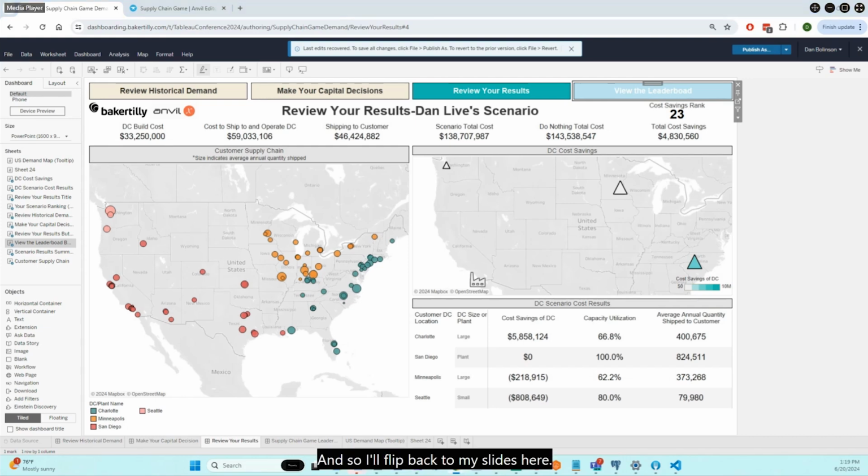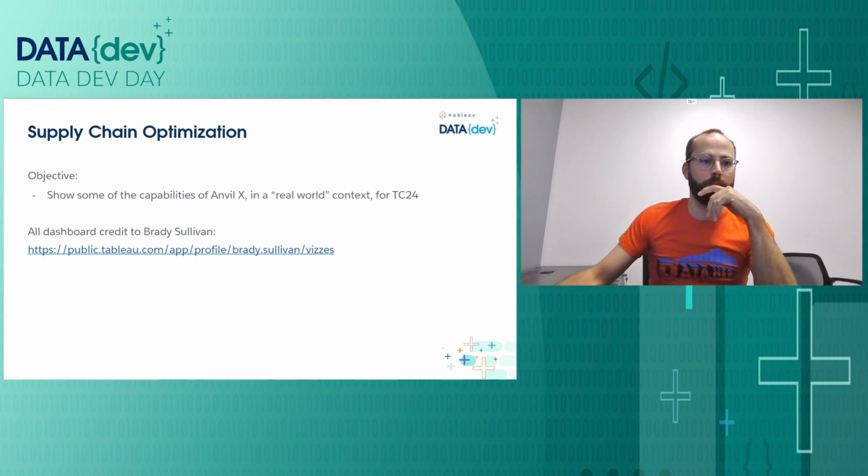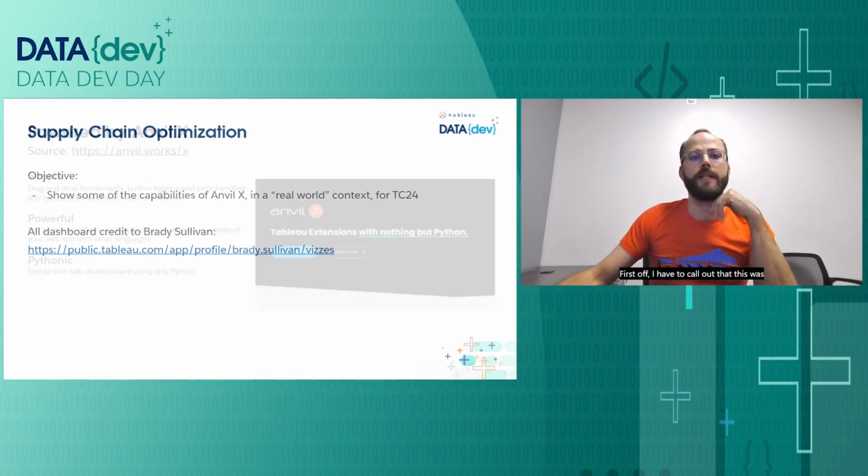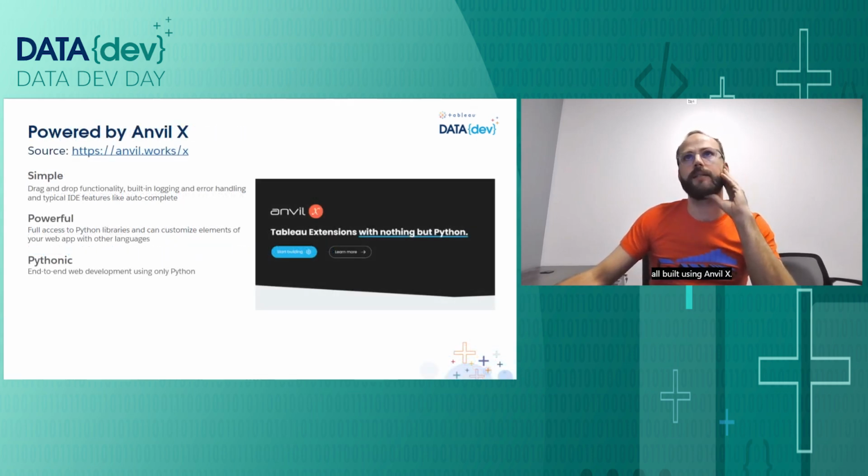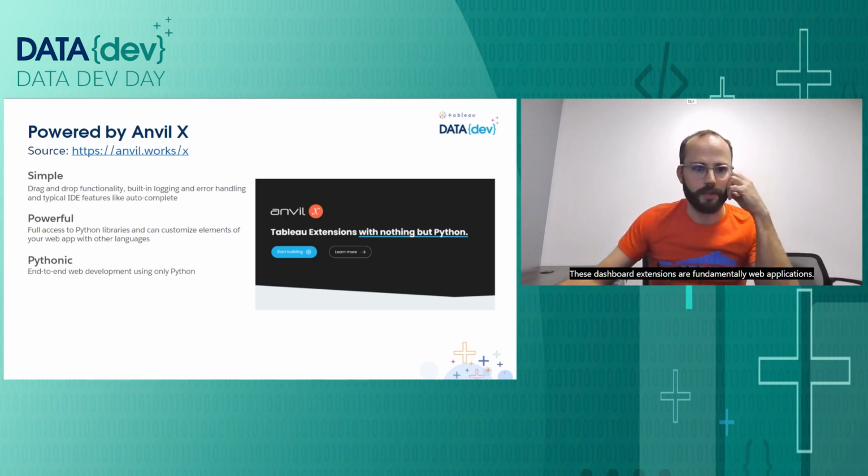And so back to my slides here. First off, I have to call out that this was all built using Anvil X. For us, we are a team of data science and analysts. These dashboard extensions are fundamentally web applications. And for us, we're not full stack web developers, but Anvil X has allowed us to develop extensions and get some of the value out of them knowing just Python. So Anvil X is a way of building Tableau extensions with just Python. And I'll show a little bit behind the scenes of what that means.